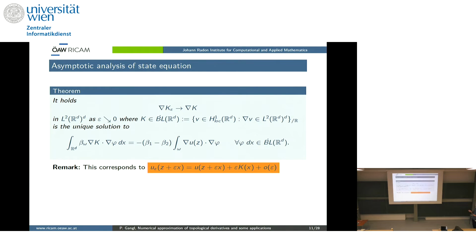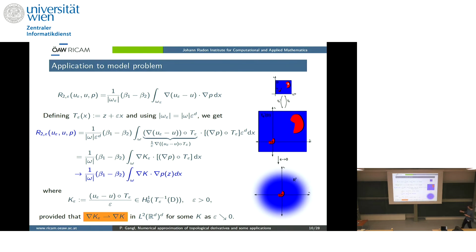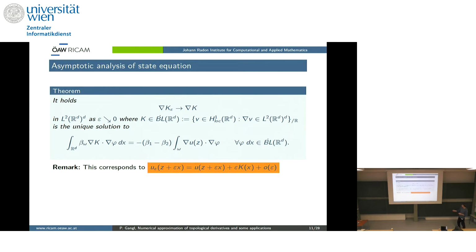That's the next result. We can show actually that this k epsilon converges strongly. So here we only need weak convergence, but you can also show strong convergence in L2 to the gradient of a function k, where k is the solution to this exterior problem. So it's a problem defined on this unbounded domain with this material distribution, that's denoted by this beta little omega here, where on the right-hand side you have an integral over the inclusion involving the gradient of the state at the point of evaluation.